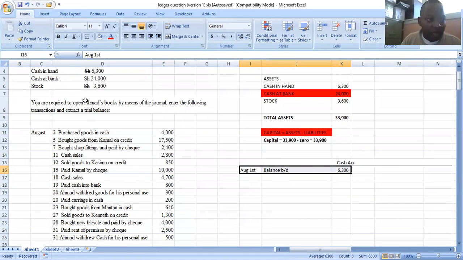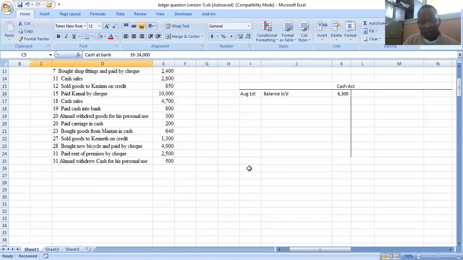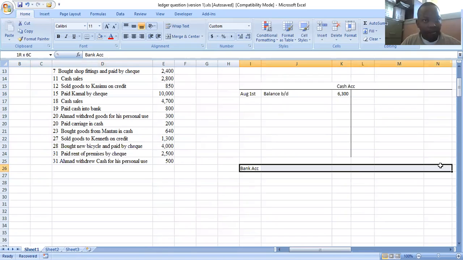Then we open the other account for cash at bank. So that is bank account. The bank account also had some money.